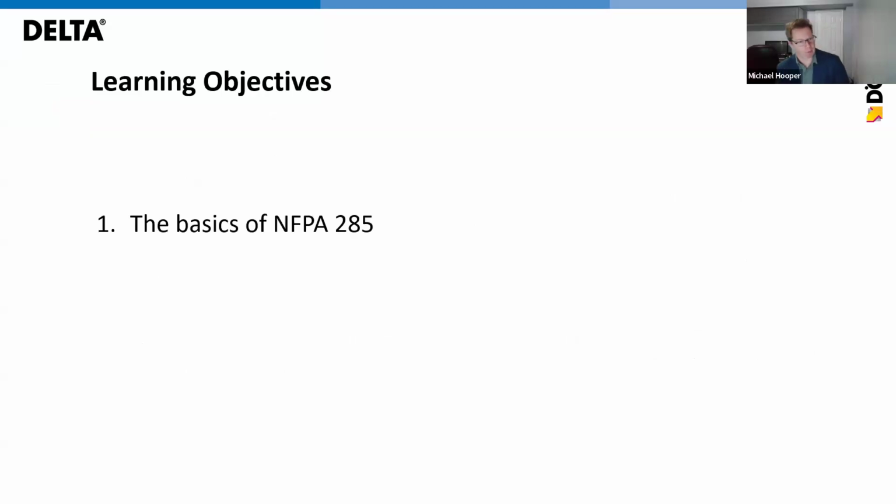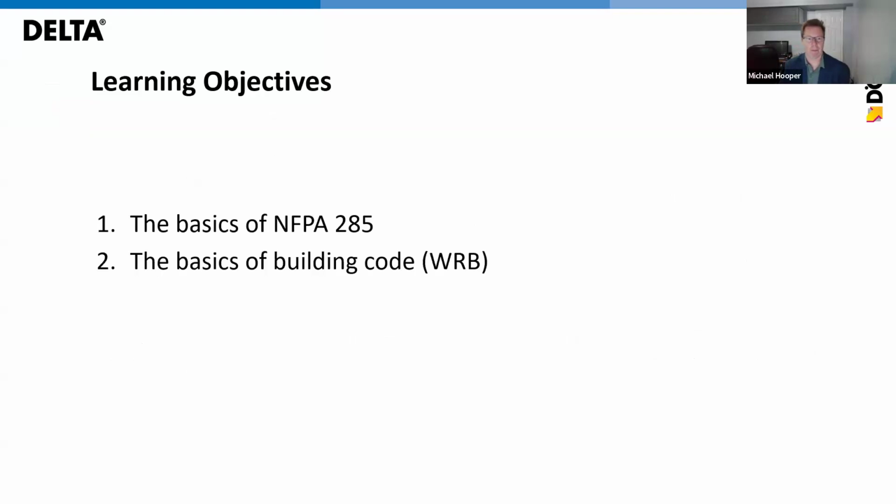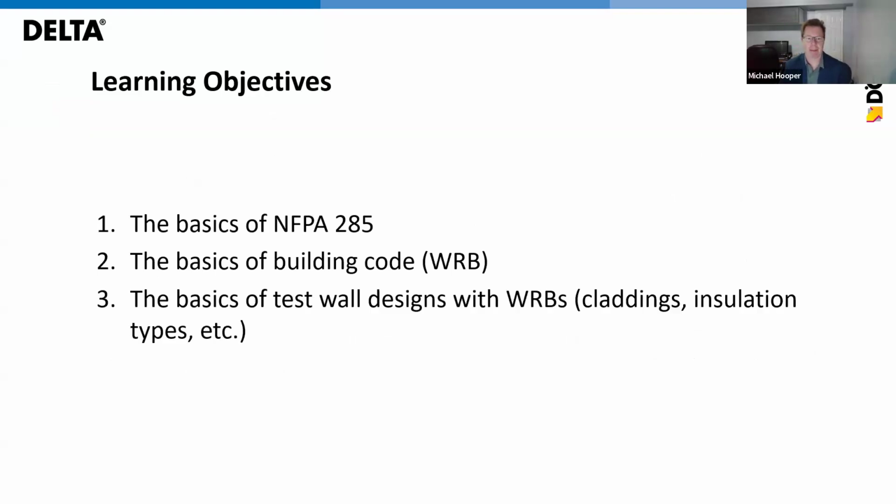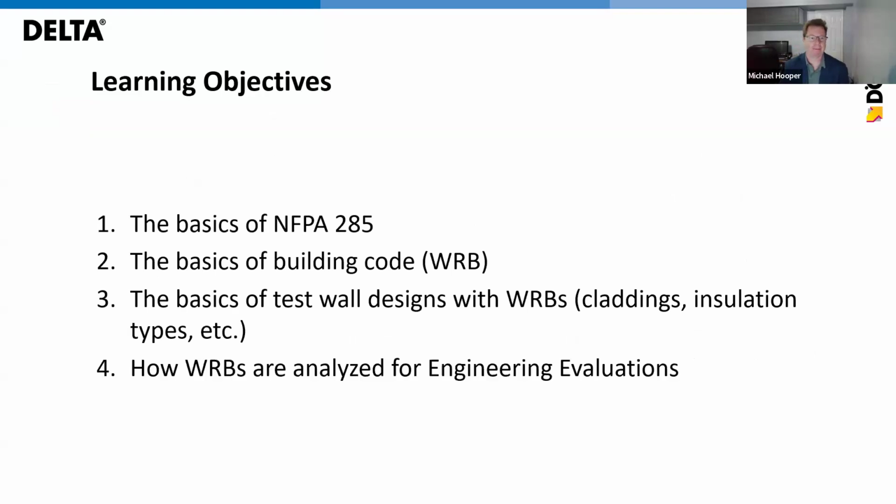So to review what we're going to be covering, first is the basics of NFPA 285, followed by the weather resistive barrier portions of the building code, the basics of the test wall designs, and how the weather resistive barriers are analyzed for engineering evaluations.